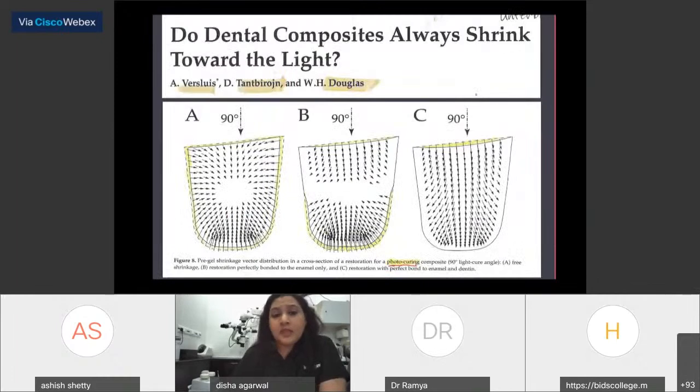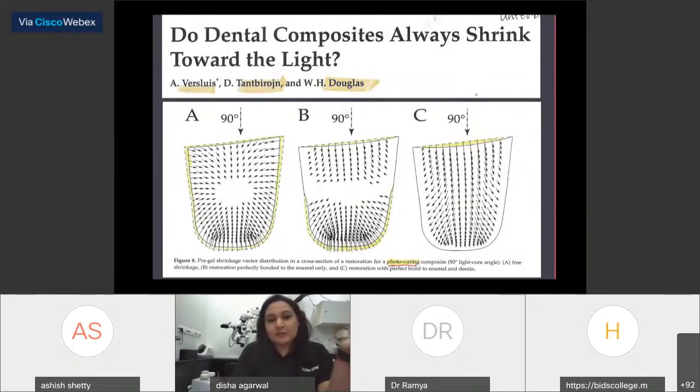Okay. So now the third thing I want to introduce to you is, do dental composites always shrink towards the light? I have learned this all 8 years of my college: the polymerization shrinkage is towards the light. When you're using a chemical cured composite, it will be centripetal in nature, centrally focused. And when you give a light cured composite the light, the composite will shrink towards the light.